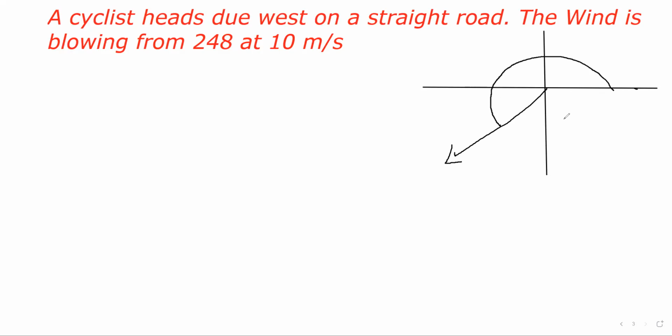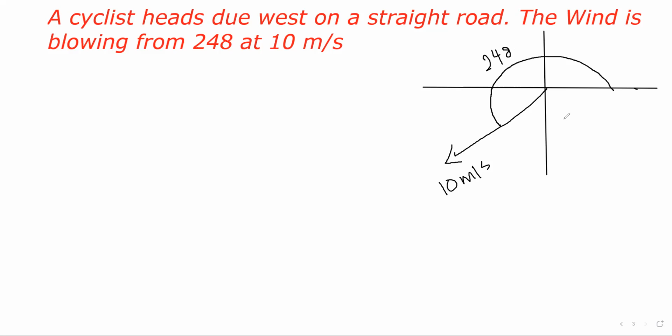So here now, this is a road. And the wind is blowing at 248 from the x-axis. From here, it's going to be 248. What does it mean? Here is 180 until here. This is now the vector of the velocity, which is 10 meters per second with an angle of 248.